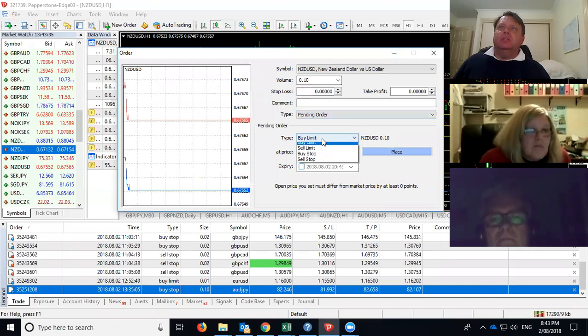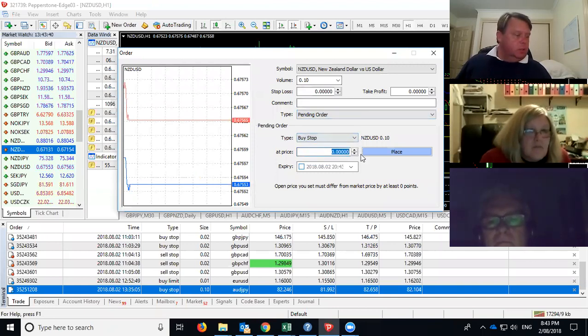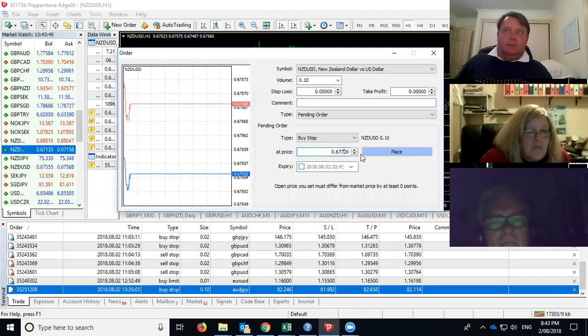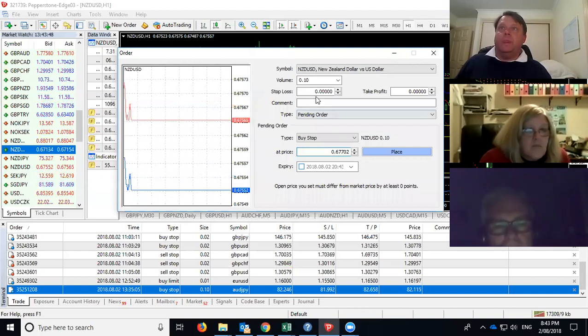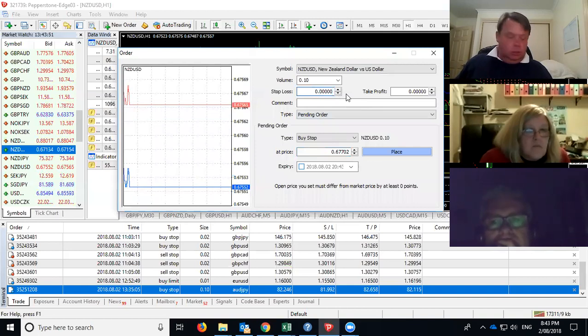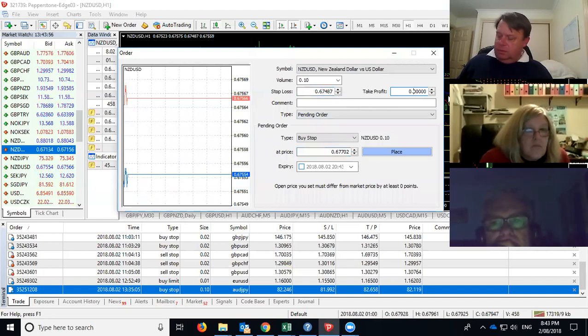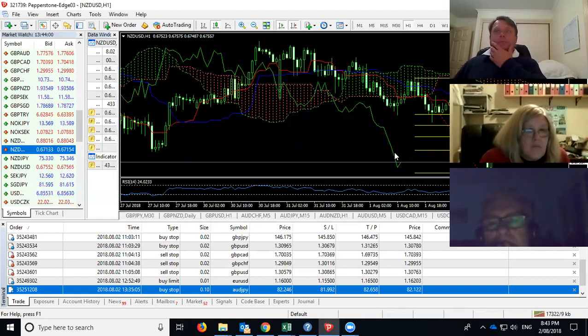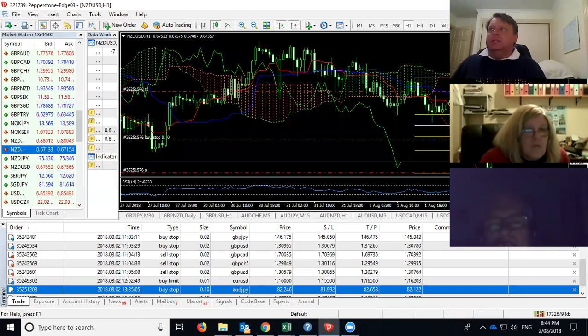Again, this particular trade is a buy stop. And our price was 0.67702. Our stop loss is at 0.67487. And our take profit is at 0.68018. Place the trade. Okay, again, there's our lines.